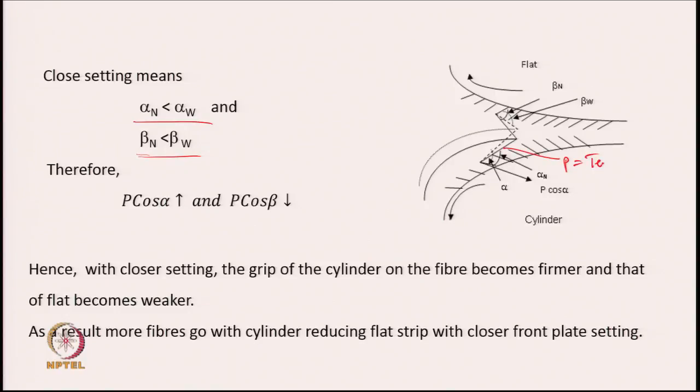So, I must write that P is the tension on fiber, and P has been resolved in the P cos alpha. Similarly, there P has been resolved in the P cos beta. So, in the closer setting, if you look at the value of alpha, it is less than beta, and hence P cos alpha will be more and P cos beta will be less, and therefore, the grip of the cylinder rod points on the fiber will be more in comparison to the grip of the flat rod points.